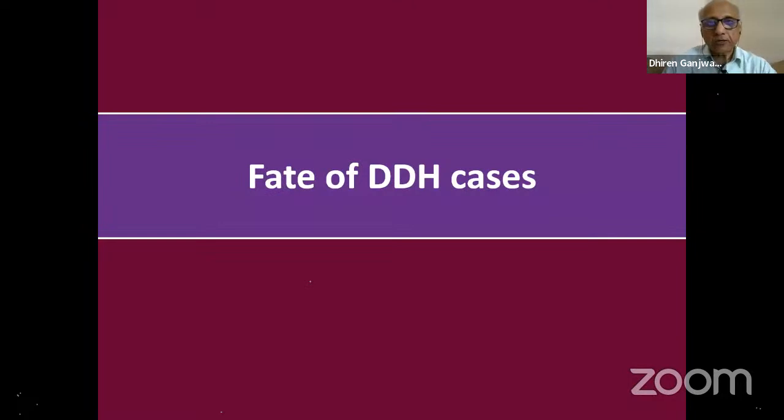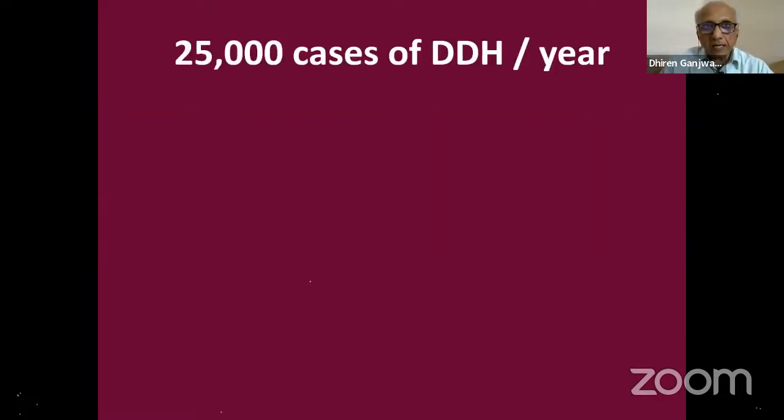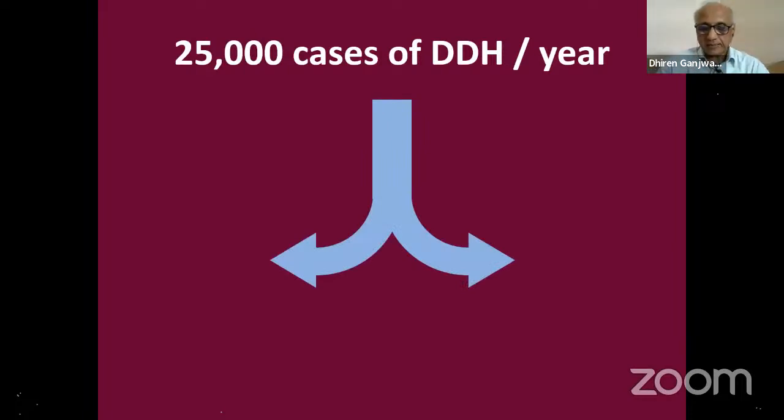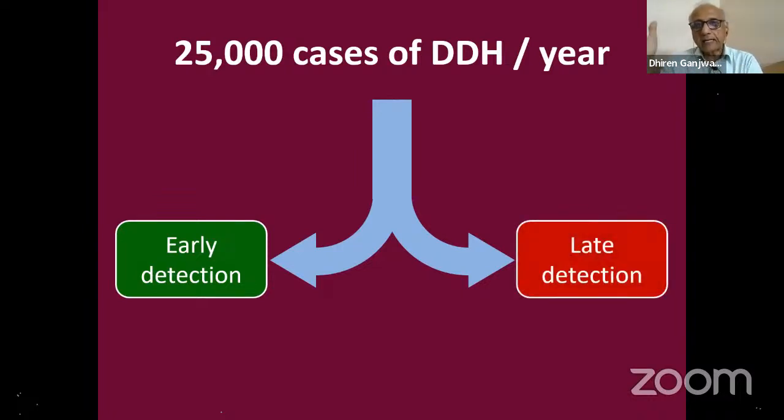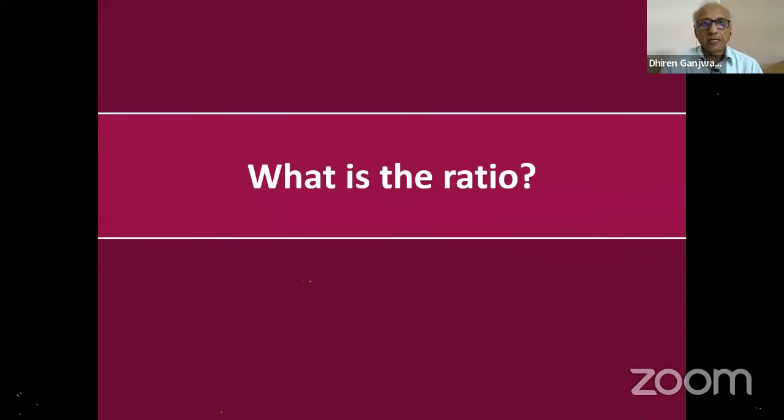Now, what happens to these cases of DDH? These cases which we saw, 25,000 cases of DDH every year in India, go into two broad categories. The first category is that they have early detection and treatment. And some cases are not detected and are detected late. When the child starts walking, the parents observe a limp, or in bilateral cases, they observe that the child has an increased lordosis, and then they visit a pediatrician or an orthopedic surgeon and the diagnosis is made.